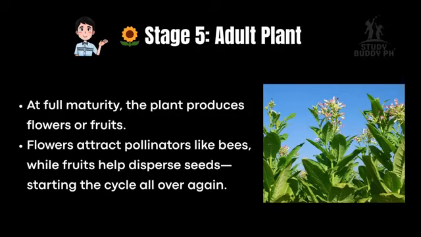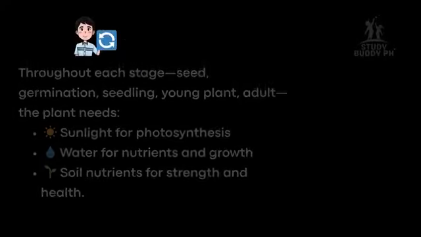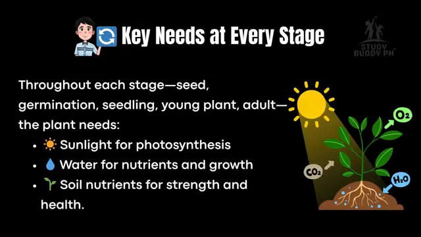Stage 5. Adult plant. At full maturity, the plant produces flowers or fruits. Flowers attract pollinators like bees, while fruits help disperse seeds, starting the cycle all over again. Throughout each stage, seed, germination, seedling, young plant, adult, the plant needs sunlight for photosynthesis, water for nutrients and growth, soil nutrients for strength and health.